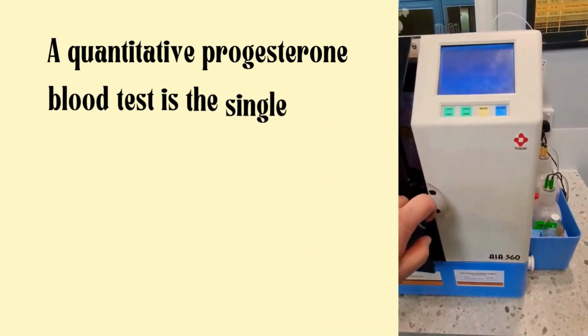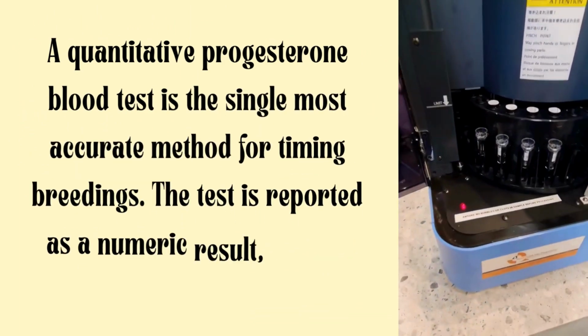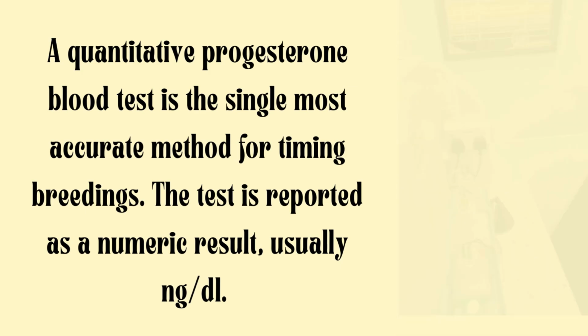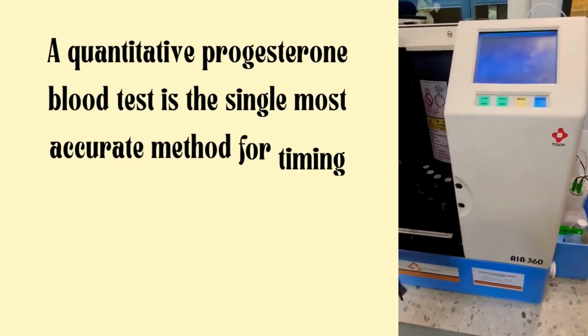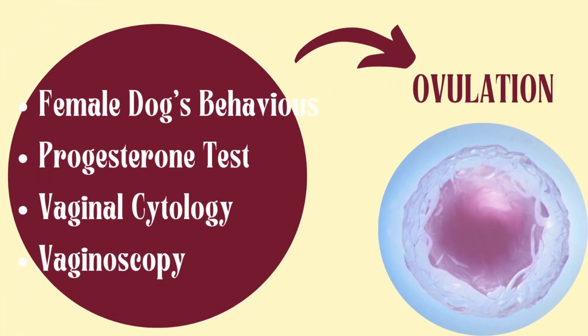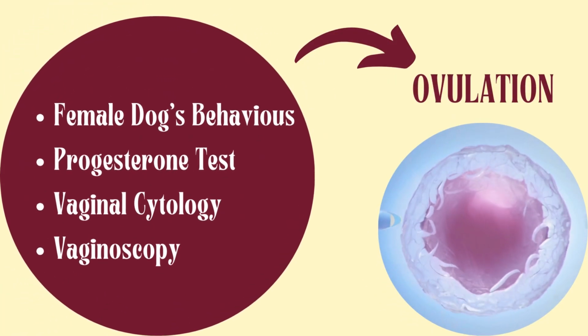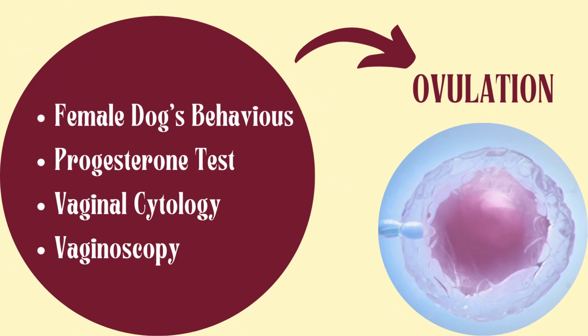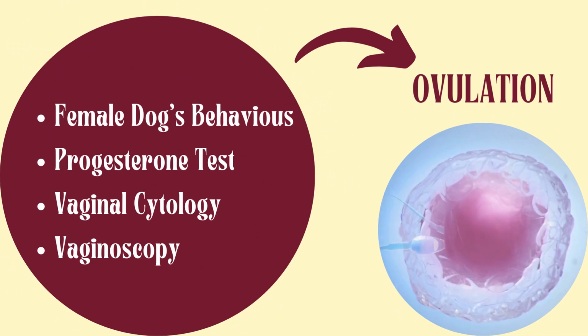Progesterone test for dogs. A quantitative progesterone blood test is the single most accurate method for timing breedings. The test is reported as a numeric result, usually nanogram per deciliter. A progesterone test in dogs combined with observing the behavior of the dog and bitch, vaginal cytology, ovulation can be pinpointed with great accuracy in most bitches.